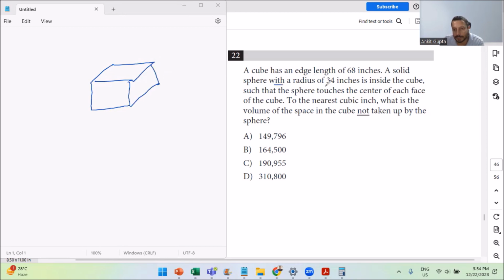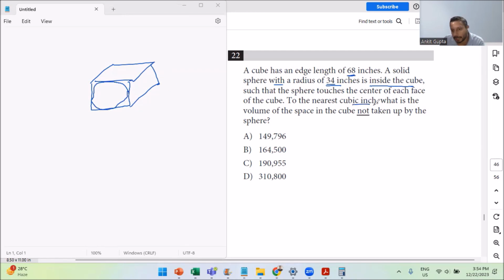A solid sphere with radius of 34 inches is inside the cube. 34 is half of 68, such that the sphere touches the center of each face, right? So a sphere is inside this. It will be a 3D figure. So it's going to touch all the different sides.